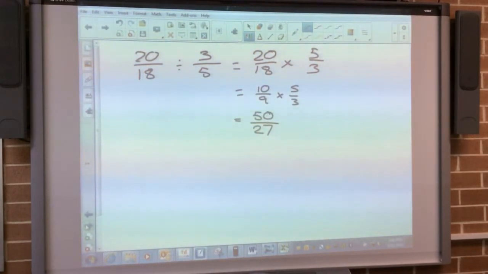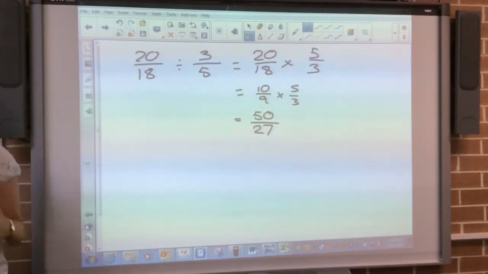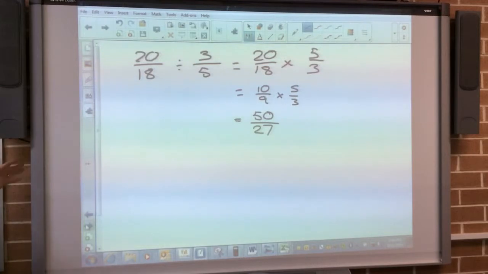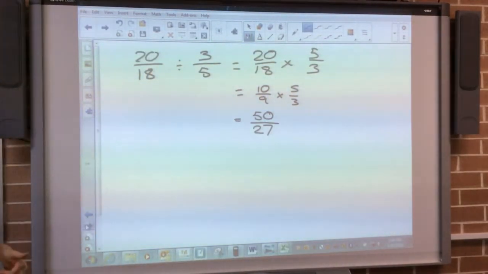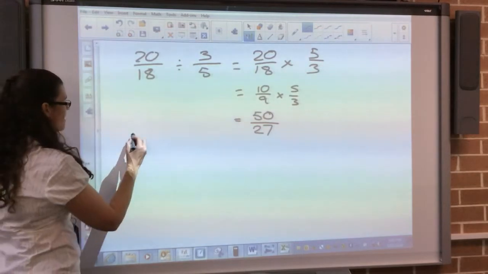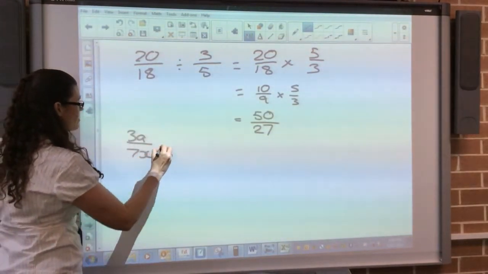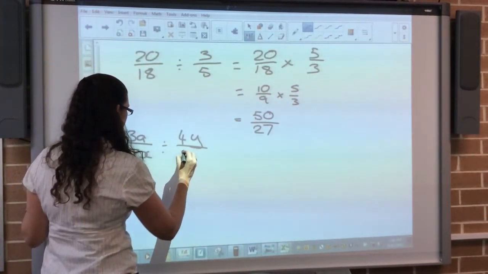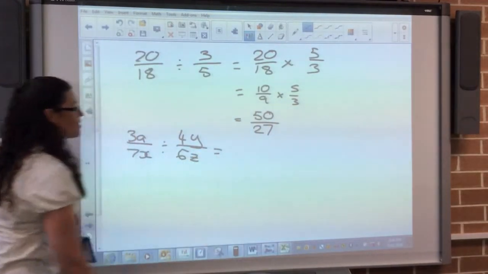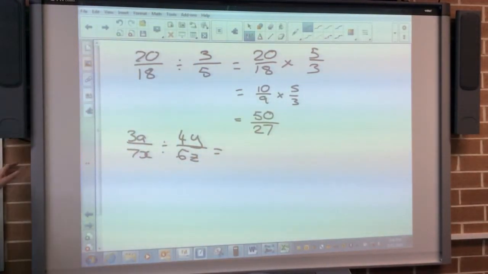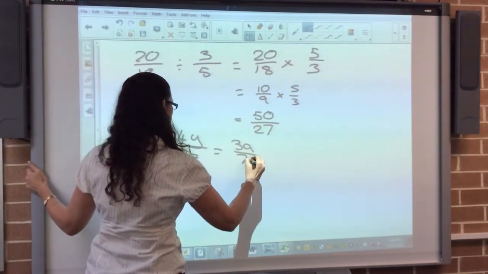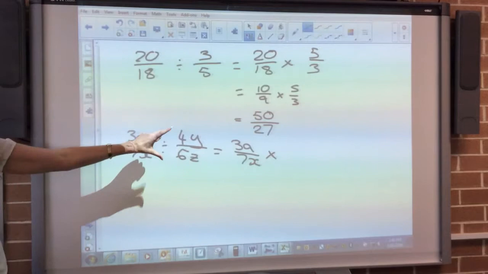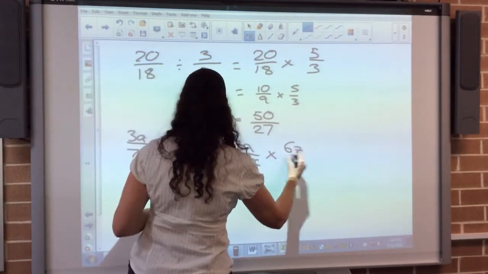Simplifying before I multiply just makes it easier. Now, I could write that as a mixed number, but I'm not going to bother because I'm about to do it with algebra and we always leave it as improper. With algebra, exactly the same rules. Nothing is different. We just change the divide to a multiplication and take the reciprocal of the second fraction. So if I had 3a over 7x divided by 4y over 6z, I would simply invert that second fraction. So it's 3a over 7x, change it to a multiplication, find the reciprocal, which is 6z over 4y.